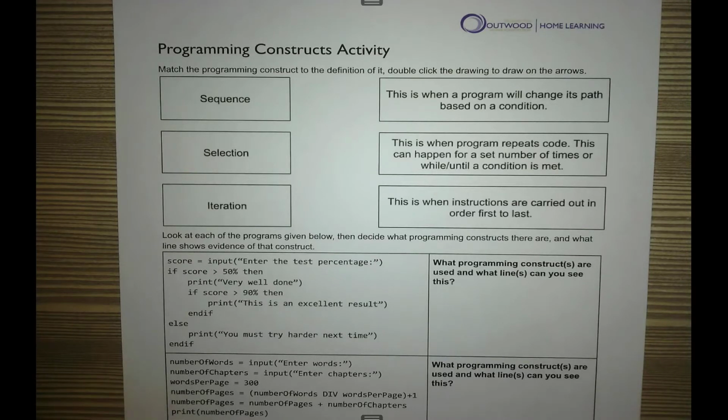Okay, so hopefully you've learned a little bit about the three key programming constructs and how to go at this activity. So what we're going to do now is just go through it. So we've got three programming constructs: sequence, selection and iteration, and we've got three possible answers here. So let's have a look.